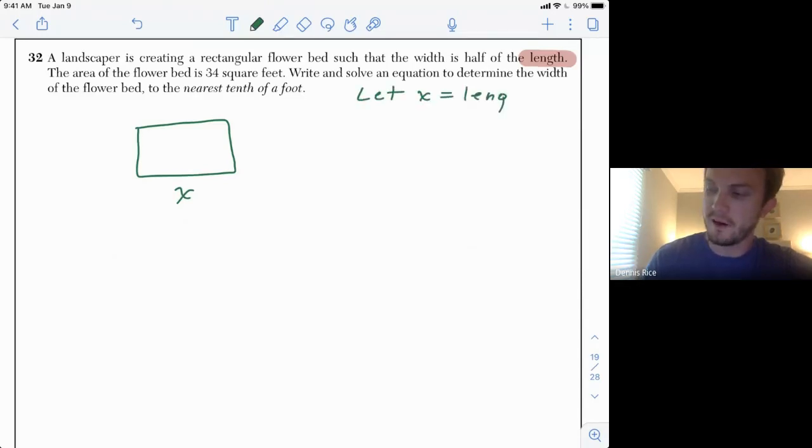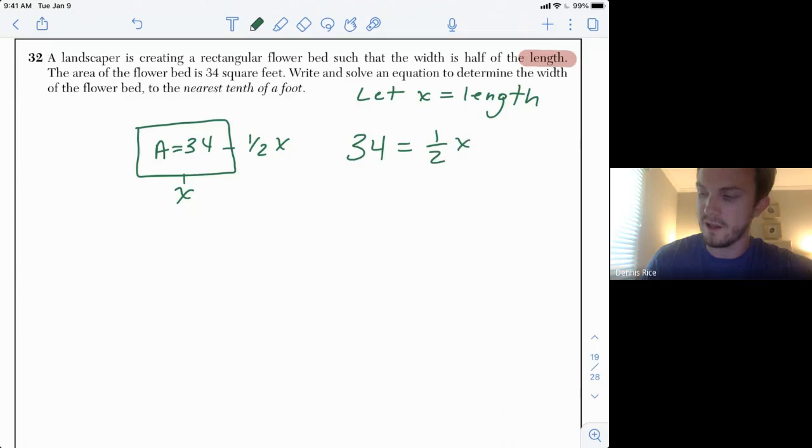Now the other variable you try to relate to using x. So if the width is half of that, I'm going to call the width half x. Whatever comes at the end of the sentence is your plain variable, and then you try to write the other variable in terms of that. I don't want to just use x and y because then I have a system which I don't have. And the area is 34 feet. Now, how do we find area for a rectangle? Area is length times width, so I'm just going to multiply those two dimensions together.